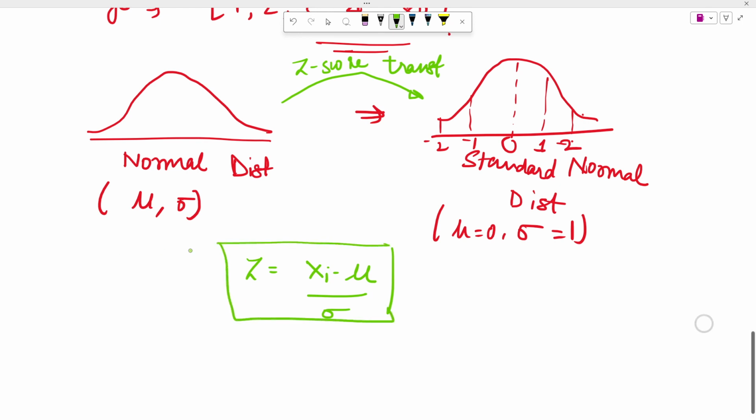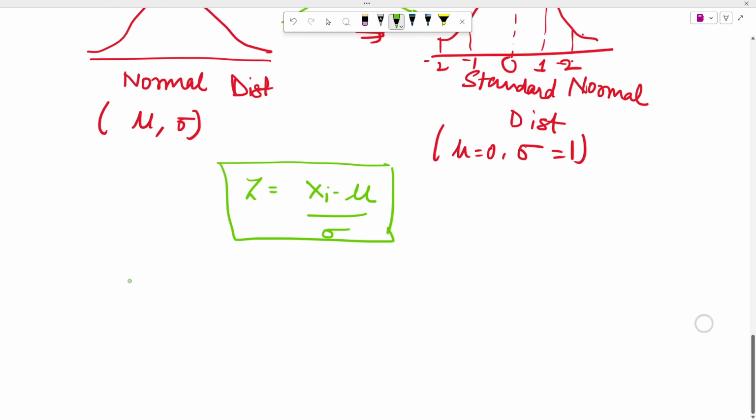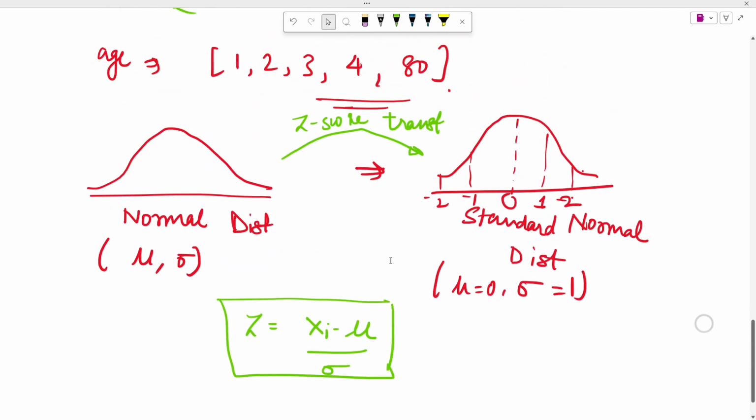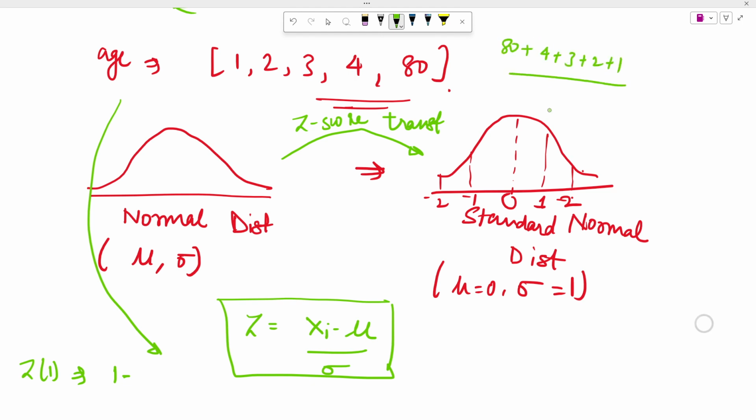So in this example, where we are given an age value, let's calculate the z value for each of them, right? For the first value, z is equal to 1 minus the mean. The mean would be something like 80 plus 4 plus 3 plus 2 plus 1, divided by the standard deviation, whatever it is, right? So we calculate the z value here.